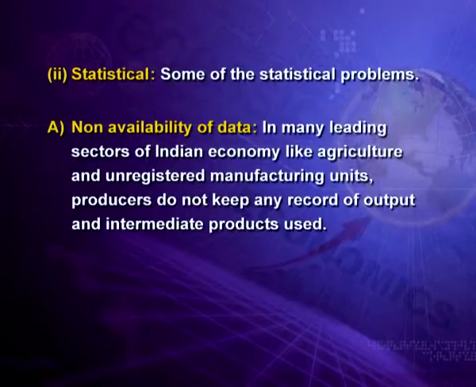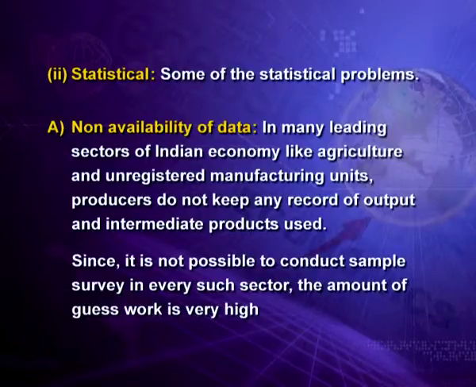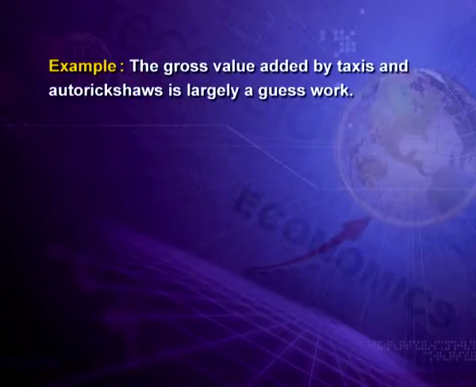Now, some of the statistical problems in measuring national income. First among them is non-availability of data. In many leading sectors of the Indian economy like agriculture and unregistered manufacturing units, producers do not keep any record of output and intermediate products used. Since it is not possible to conduct a sample survey in every such sector, the amount of guesswork is very high. For example, the gross value added by taxis and auto rickshaws is largely a guesswork, and guesswork is only an estimation which may or may not be correct.